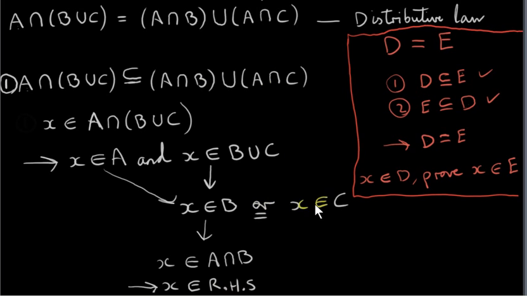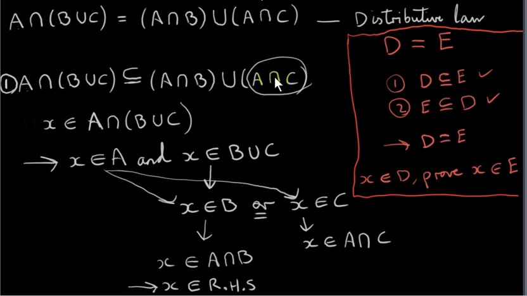Now the other possibility is that X is an element of C. But since we know that X must be in A, then if it's both in A and in C, it means that X is in set A and set C, the intersection of A and C. That means it's in here. But if it's in the intersection of A and C, then it must be in the union of A intersecting C and A intersecting B. Because the union just adds something onto this. It doesn't take anything away.